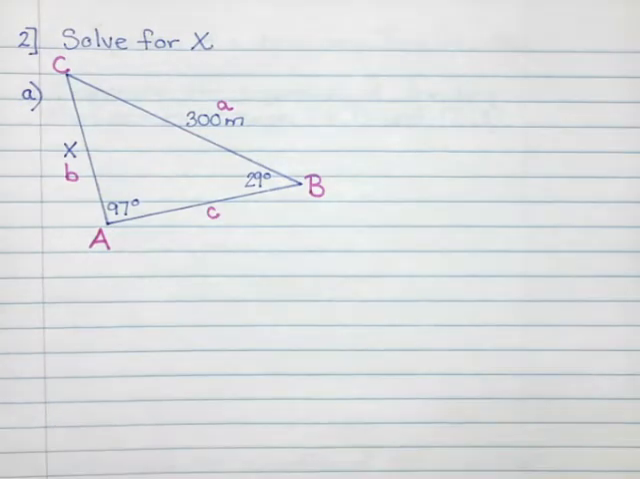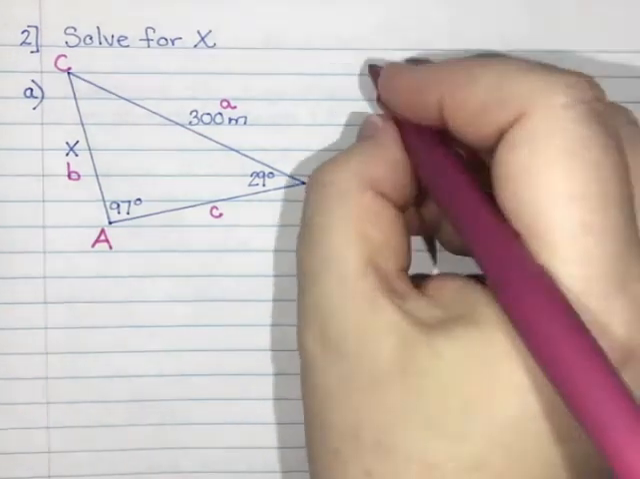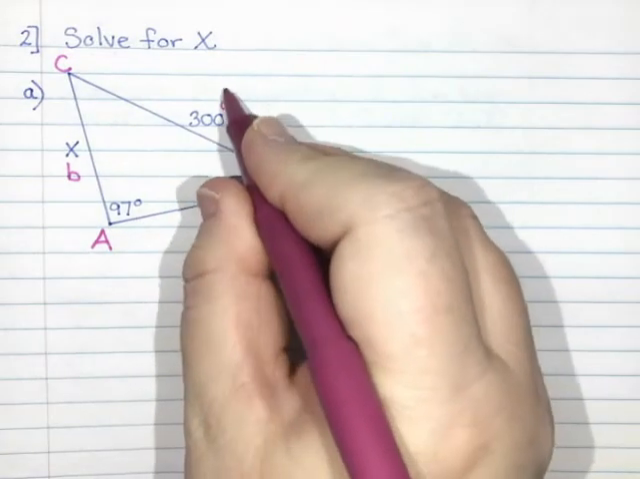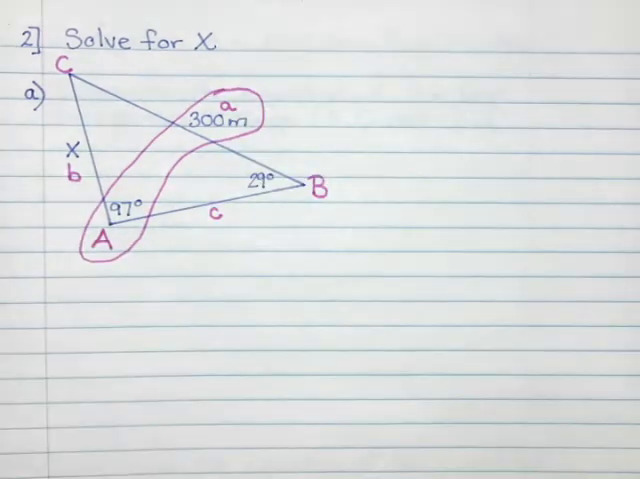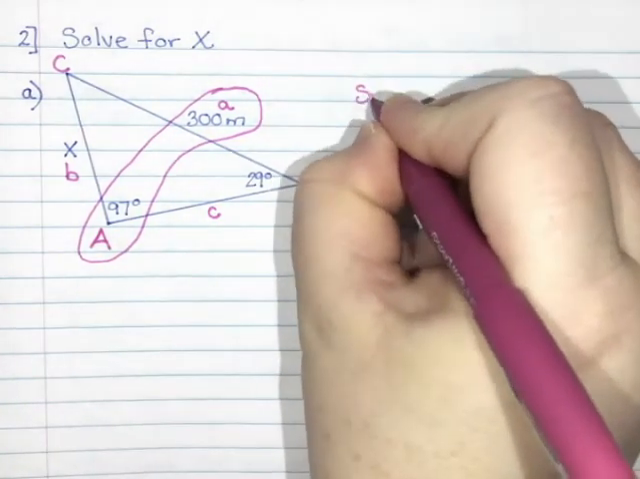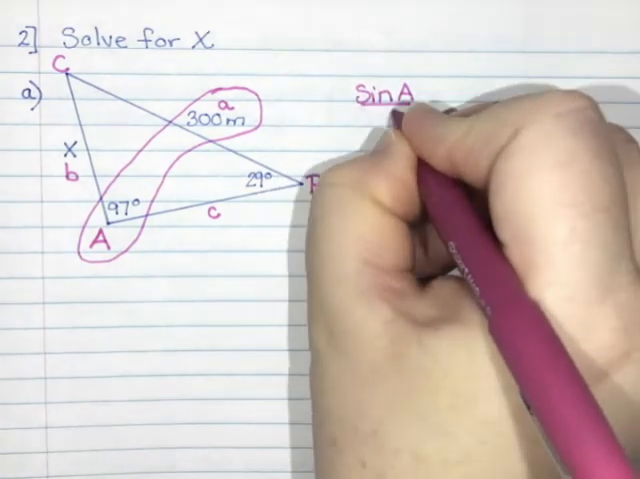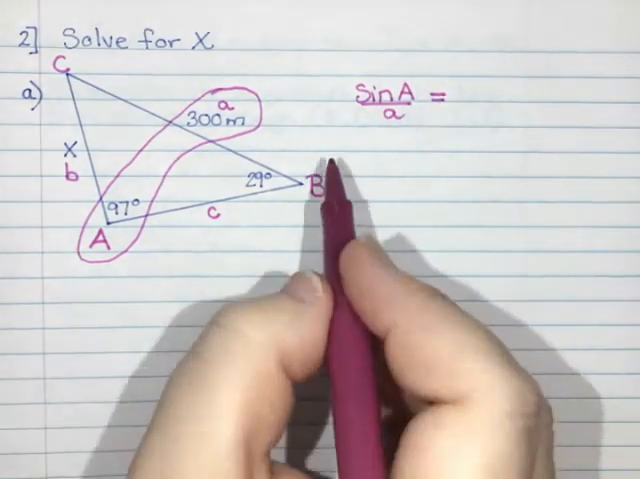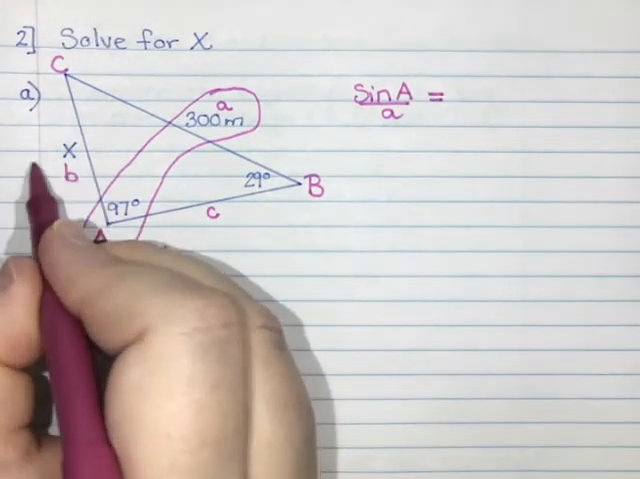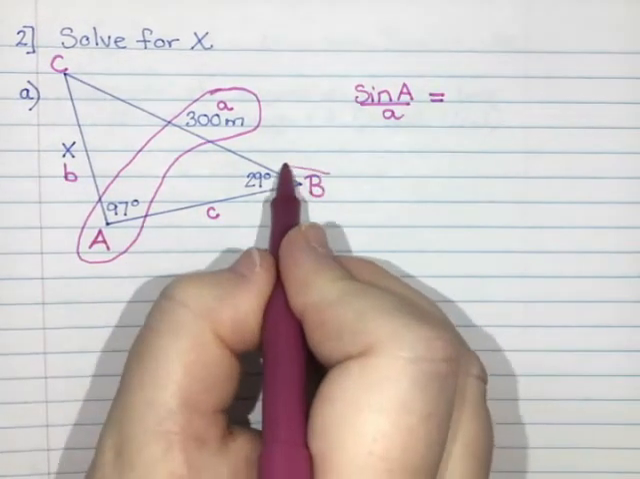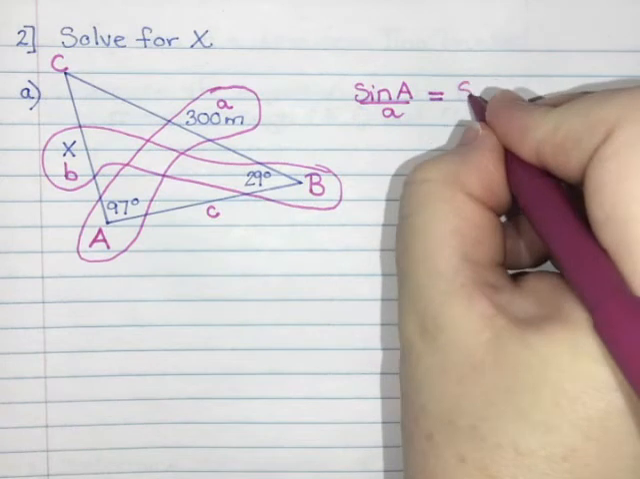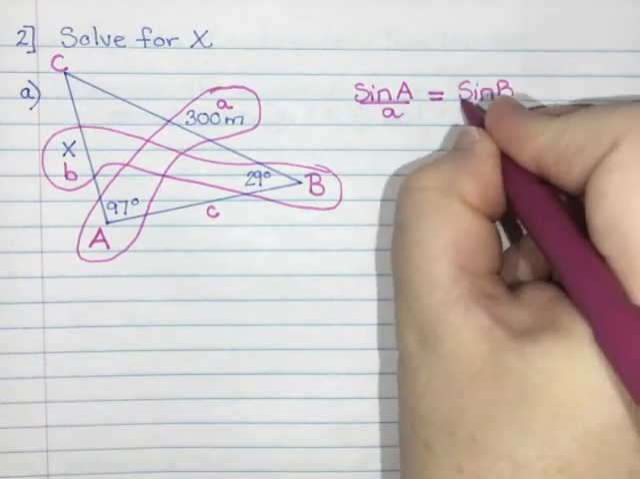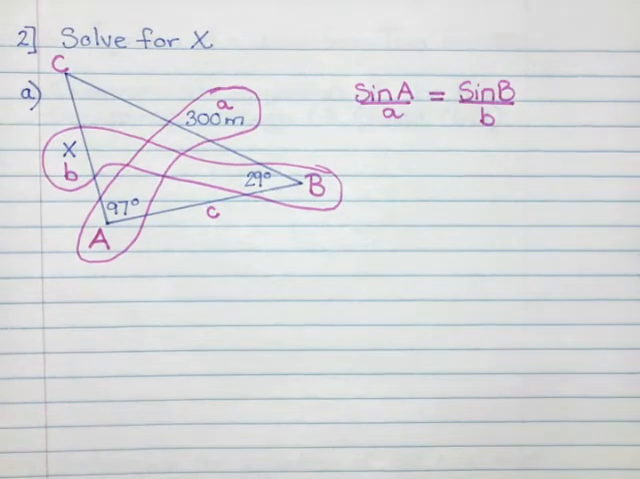So when I'm using sine law, the formula is, I'm going to take the pair that has what I know. So I know both this side and this angle. So I'm going to do sine of A over A equals, and then here I look for what I want to find. I want to find B, so I'm going to do pair B. So I'm going to do sine B over little b. And then from there, I'm just going to substitute in all the things I know.